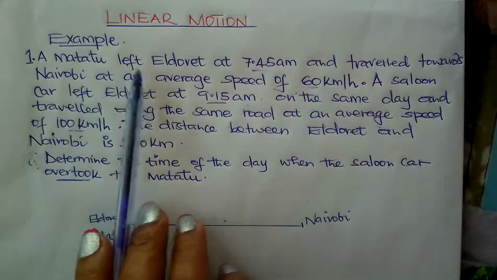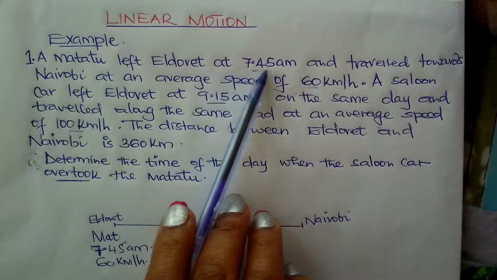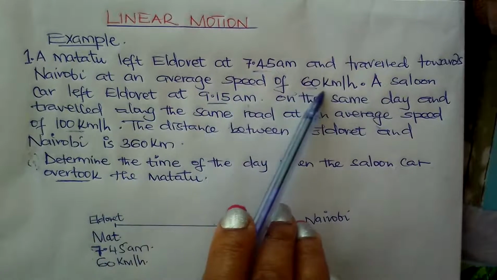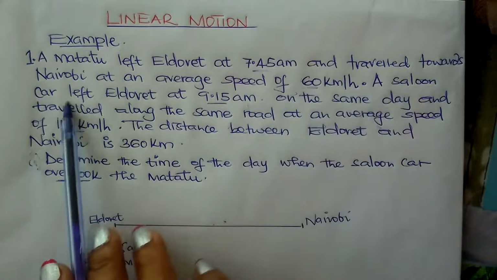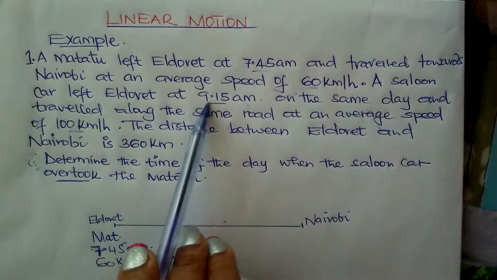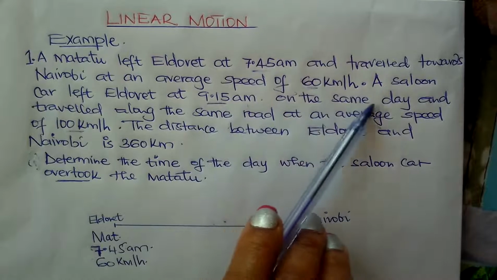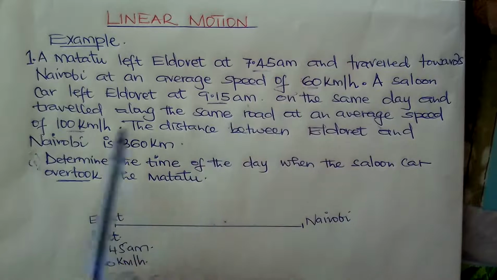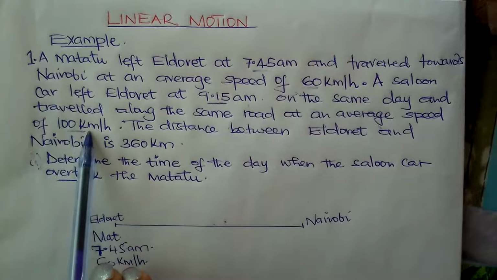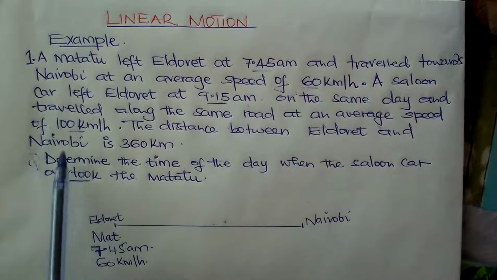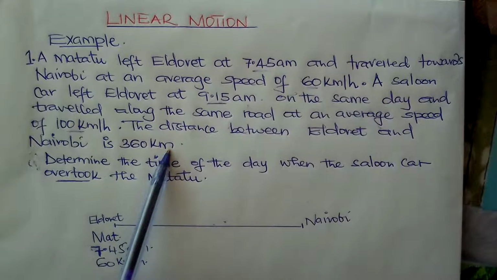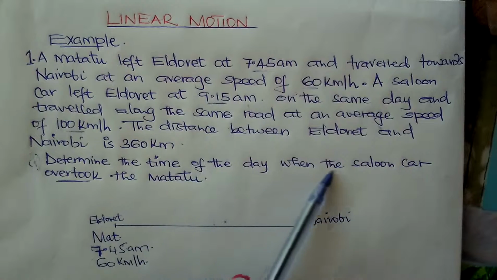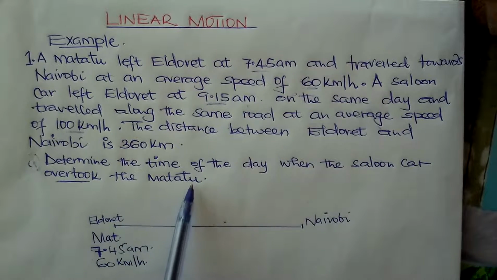A matatu left Eldoret at 7:45 a.m. and traveled towards Nairobi at an average speed of 60 kilometers per hour. A saloon car left Eldoret at 9:15 a.m. on the same day and traveled along the same road at an average speed of 100 kilometers per hour. The distance between Eldoret and Nairobi is 360 kilometers. The question is, determine the time of the day when the saloon car overtook the matatu.